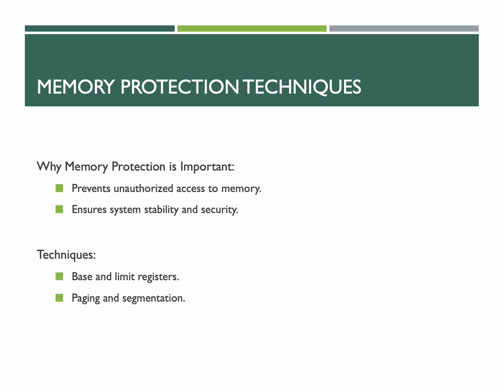So there are some techniques for memory protection. First is base and limit registers. These registers define the range of addresses a process is allowed to access. The base register holds the starting address of a process's memory space, while the limit register specifies the size of the memory allocation. If a process tries to access an address outside this range, the system triggers a protection fault.